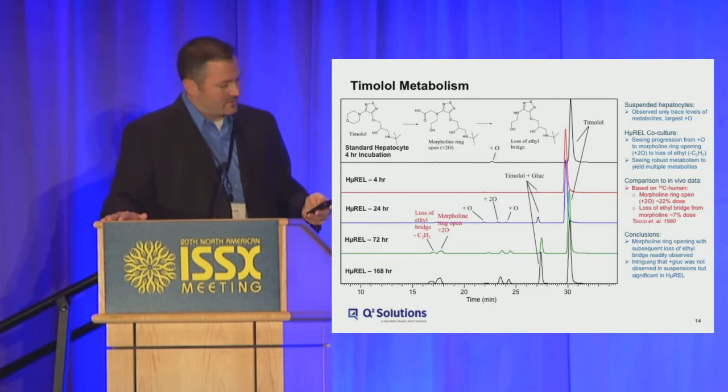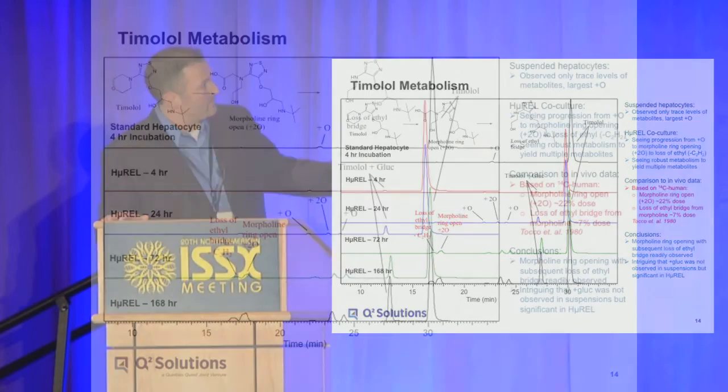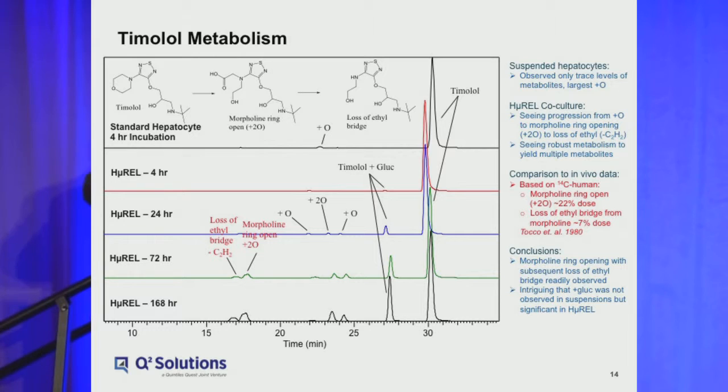Secondly, here's timolol metabolism. Timolol seems to be metabolized primarily at this morpholine ring, shown here, to form some ring open metabolites, shown here and here. Again, comparing the same panel of different chromatograms, you can see an initial hydroxylation, which ultimately ends up in the Hurel model progressing further on to what I'm going to highlight here, a morpholine ring opening metabolite, shown here, and loss of one of these ethyl bridges at this position, which again you don't see, or see only at trace levels, in the suspension.